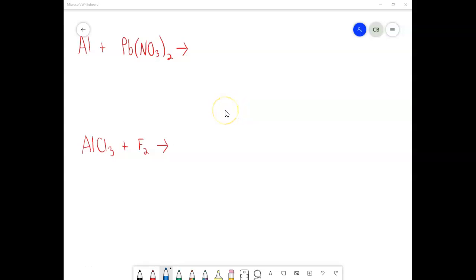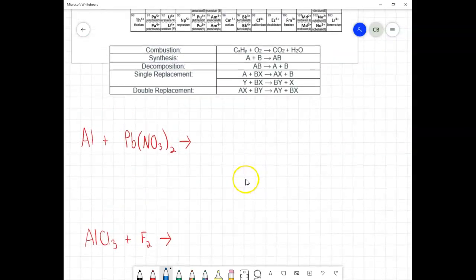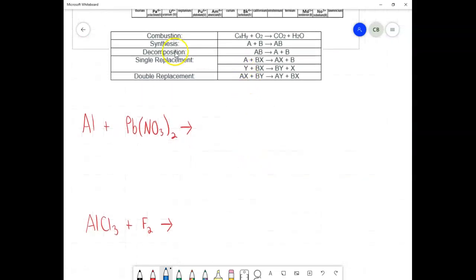For these next two reactions, when we look at the reactant sides, we notice we have a single element and then a compound. And then down here, we also have a compound and a single element. When we go back to our chart up here, this is what we're going to call a single replacement reaction. We have an element that is replacing one of the ions within the compound.